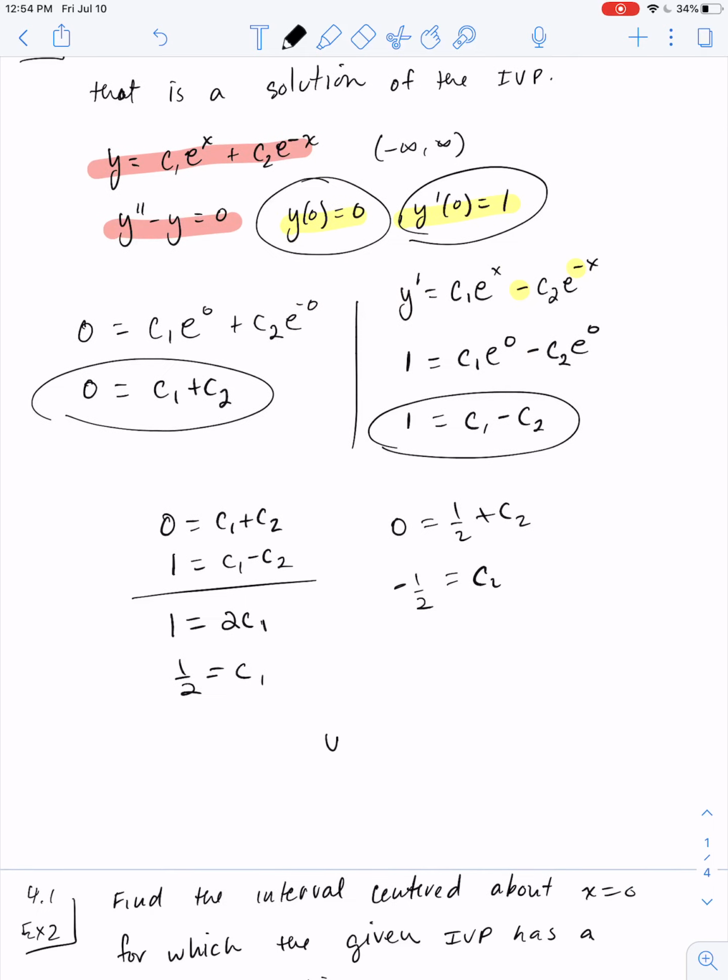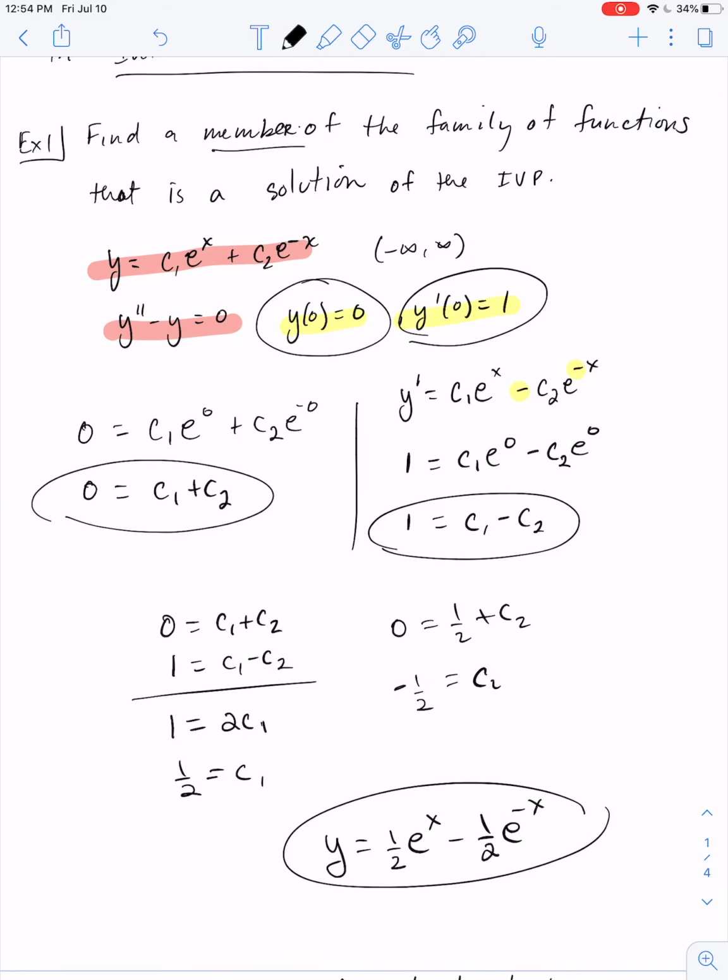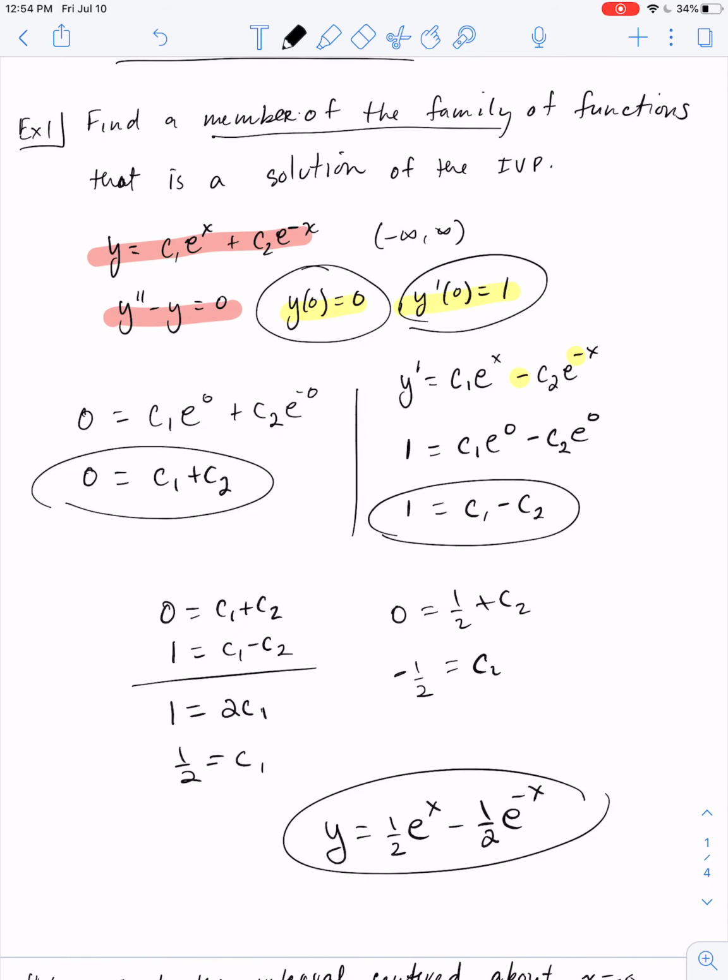And now we get a solution for this as y equals 1/2 e to the x minus 1/2 e to the negative x, and that would be your solution, or a member of the family of solutions, right? So that's the first example that you get here.